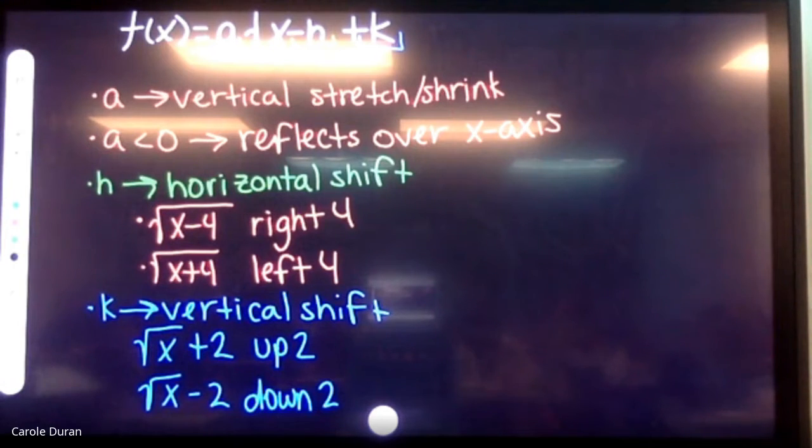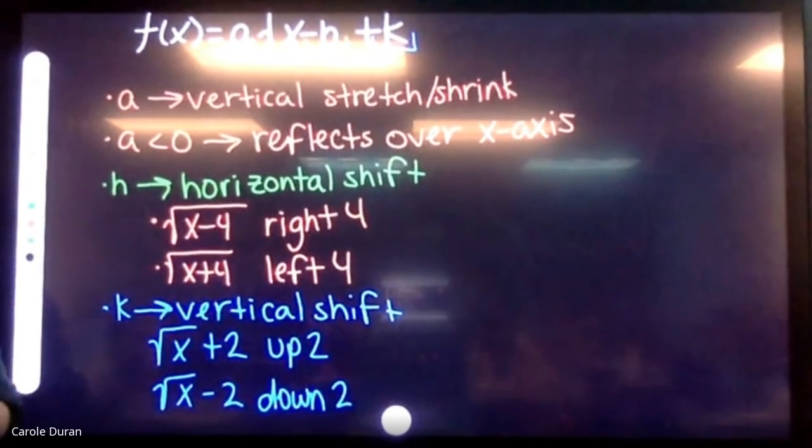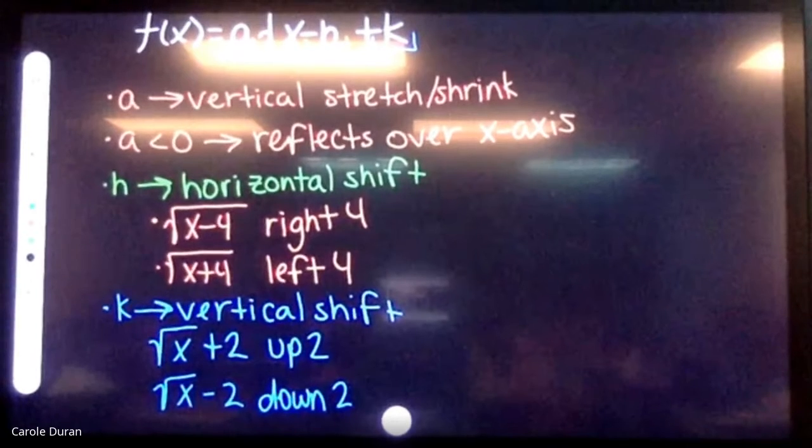Those shifts, so the horizontal and the vertical, should be somewhere in your brain. Those are the most common types of transformations that we have. And I know you spent longer working on those than any of the others.